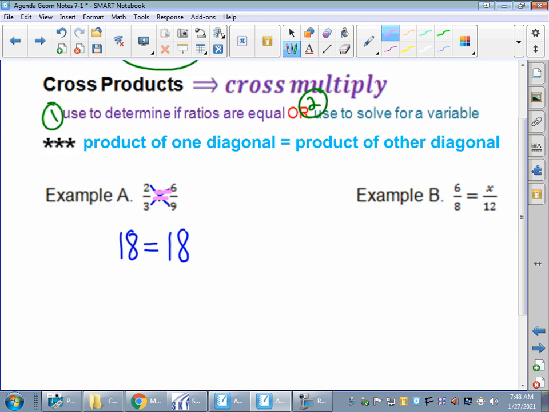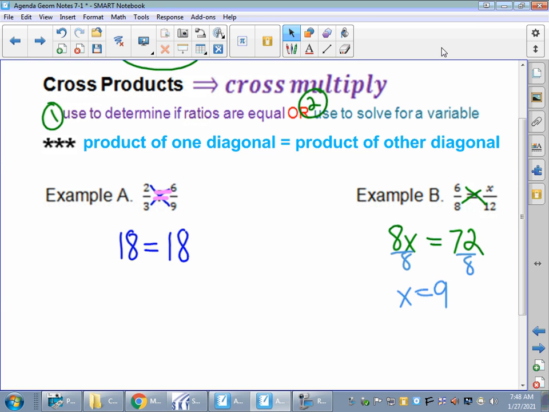Example B, if I'm going to solve this one, notice I've got a variable, so I'm wondering what that value is. We can cross multiply to solve that. I always like to multiply the diagonal first that has the variable because I like the variable on the left, so I'm going to go this way first. 8x. Don't forget to put your equal sign in the middle. 6 times 12 is 72. So when you divide both sides by 8, x must be equal to 9.